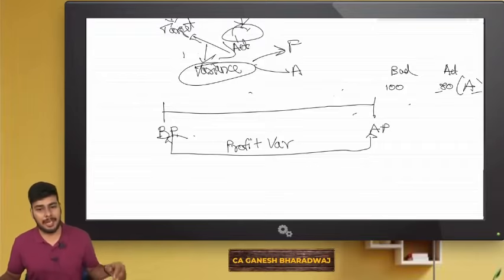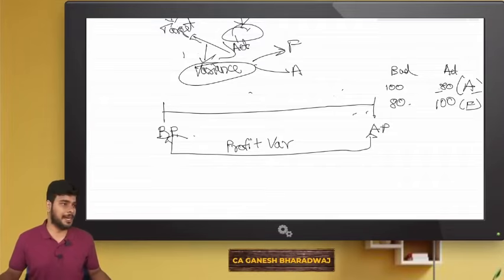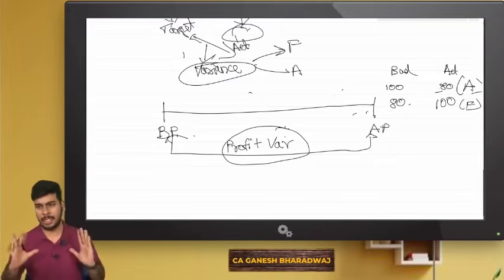Let's take it the other way around. They budgeted only 80 crores, but actually they achieved 100 crores of profit. Is this adverse or favorable? Favorable. Correct? Now there is a profit variance. It can either be an adverse variance or a favorable variance. Correct or not?